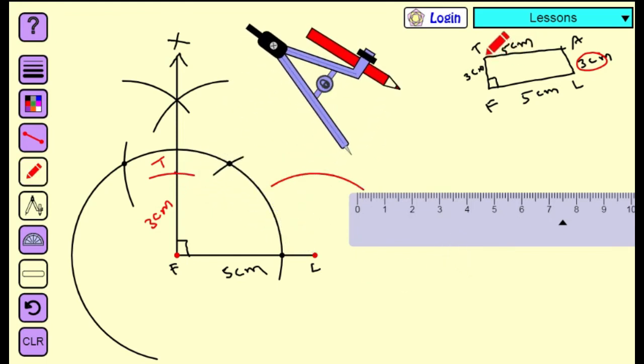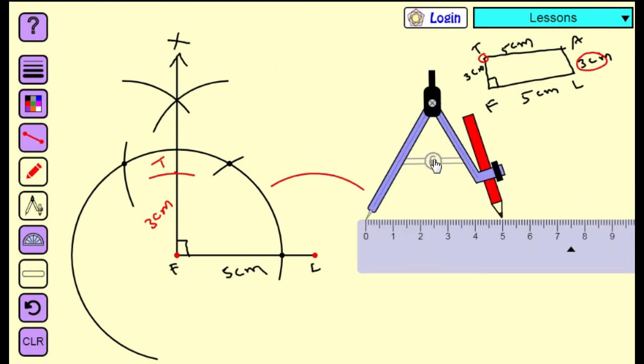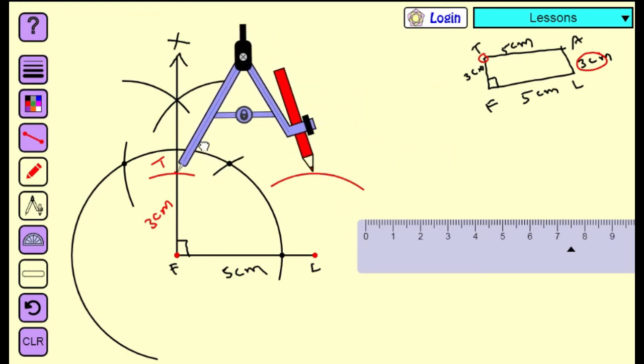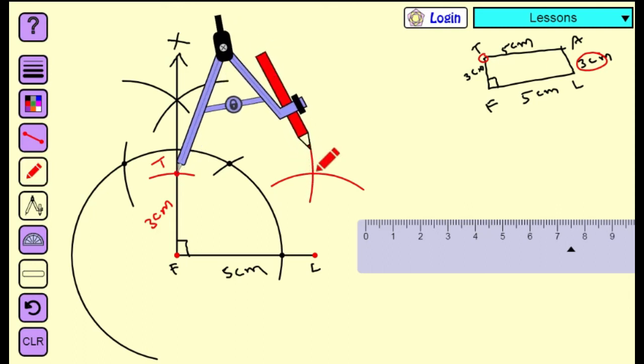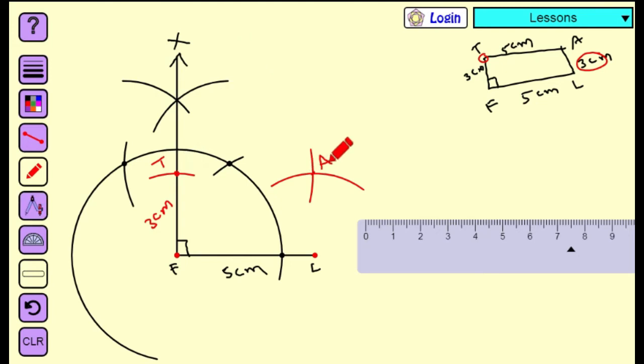Again from the point T to A we have 5 centimeters. Now take the compass length as 5 centimeters radius. With the center T, draw an arc which cuts the previous arc at point A. Now join T to A, L to A to get the required flat quadrilateral.